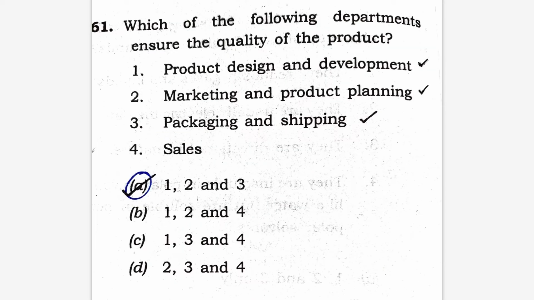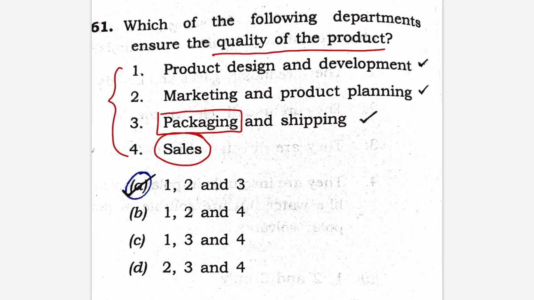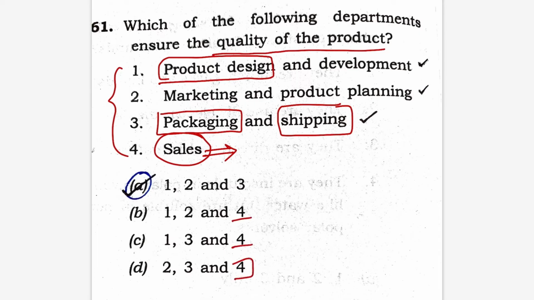Again, this question is from Standards and Quality. Which of the following departments ensure the quality of the product? Just by looking at these 4 choices, you can guess sales would be the answer, because sales department has nothing to do with quality. If there is a problem in packaging or if there is a problem in shipping, quality would definitely be impacted. Or even if there is a problem in product design, quality would definitely be impacted. But sales has nothing to do with quality control. So 4 should not be in the options. Here 4 is there, here 4 is there, here also 4 is there. So A option is the right option.